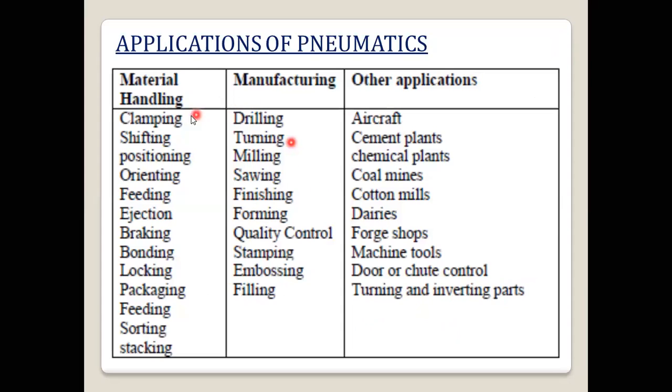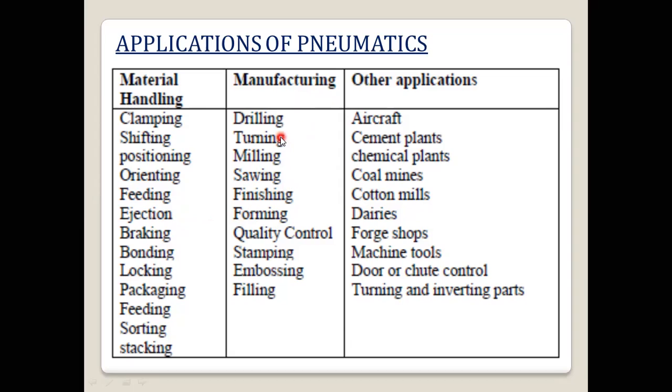So some applications of pneumatics we see are in clamping, shifting, and positioning. All these are part of material handling. In material handling, we can see there are many applications of pneumatics. Again, in the packaging industry you can see feeding, braking, and ejection, and in injection molding machines we can also use it.